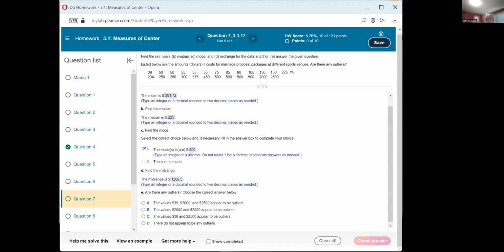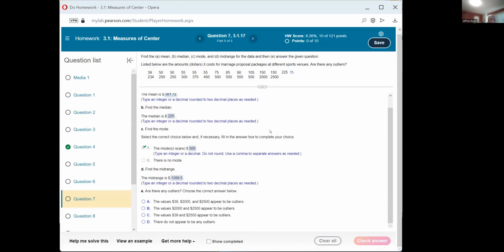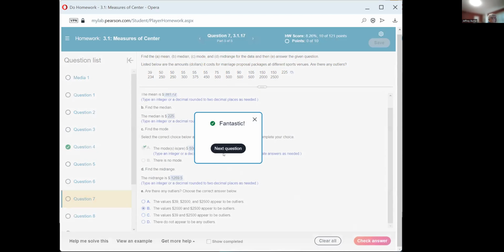And then finally, it says, are there any outliers, and choose the best answer? So what it wants to know is, are there answers that are significantly higher than others? Now, if you wanted to be sure these are outliers, you could do a box plot for these. But I would say that the numbers that seem really out there would probably be 2,000 and 2,500. And because you will usually have more than one shot, I would go ahead and choose B first, and let's see if it likes that for an answer. And it does. Okay. So in the next question now, we're going to go to question 9.